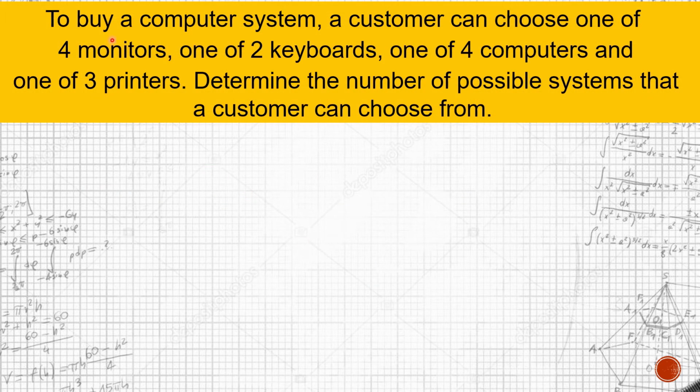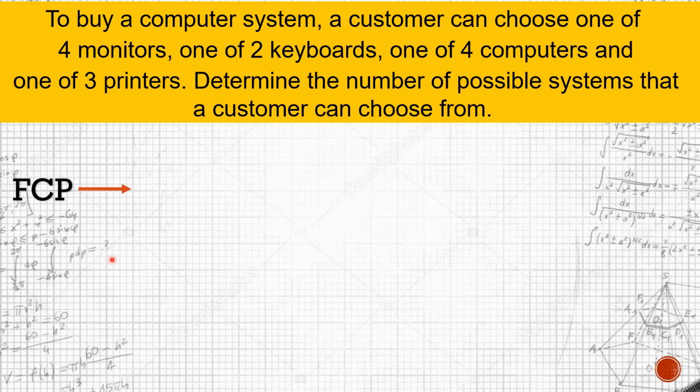Next problem. To buy a computer system, a customer can choose one of 4 monitors, one of 2 keyboards, one of 4 computers, and one of 3 printers. Determine the number of possible systems that a customer can choose from.